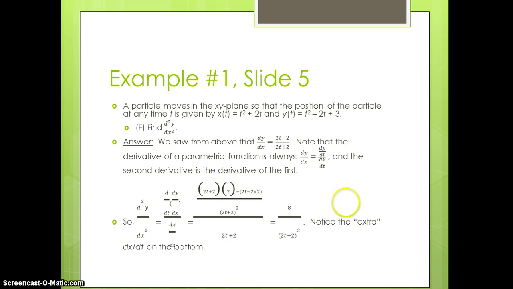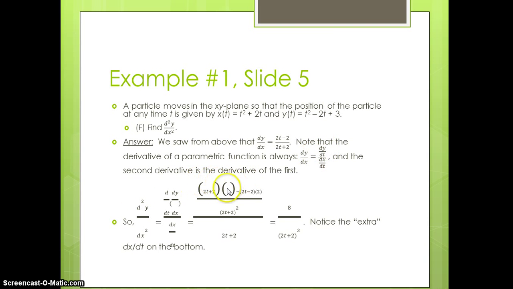So again, vertical: dx/dt is equal to 0; horizontal: dy/dt is equal to 0. Part E, find the second derivative with respect to x. We saw from a previous slide that dy/dx is equal to 2t minus 2 over 2t plus 2, in other words, dy/dt over dx/dt. So again, note that the derivative of a parametric function is always dy/dx equals dy/dt over dx/dt. And the second derivative is just the derivative of the first. So if we're finding the second derivative, we need to find the derivative of the derivative with respect to time.